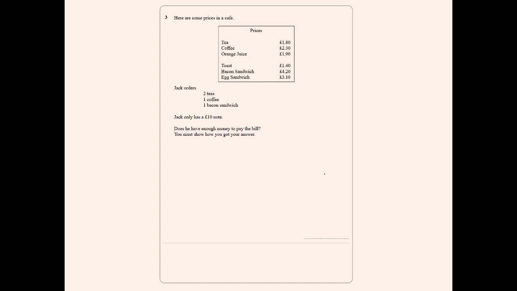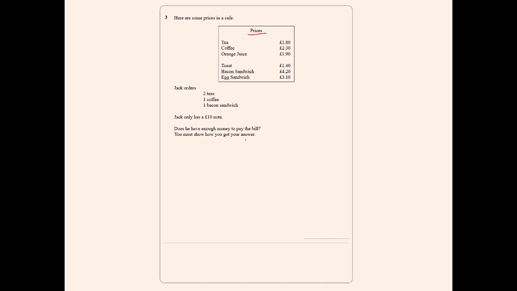Here are some prices in a cafe. So we've got the price table here. Jack orders 2 teas, 1 coffee, 1 bacon sandwich. Jack only has a £10 note. Does he have enough money to pay the bill? You must show how you got your answer.